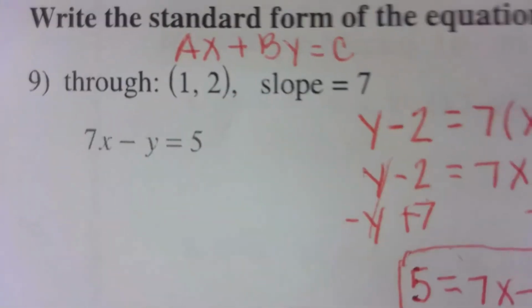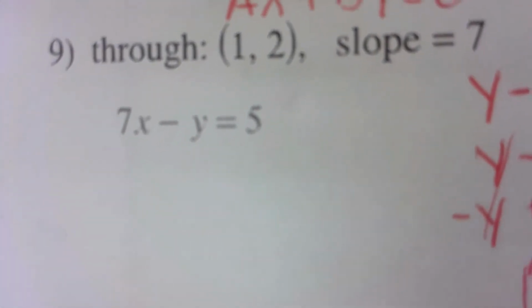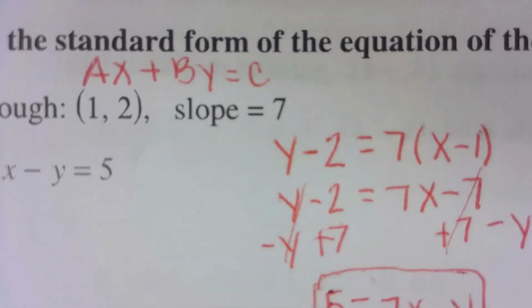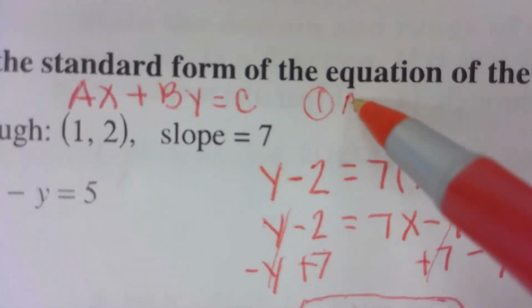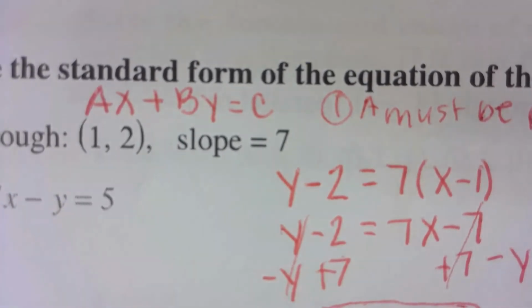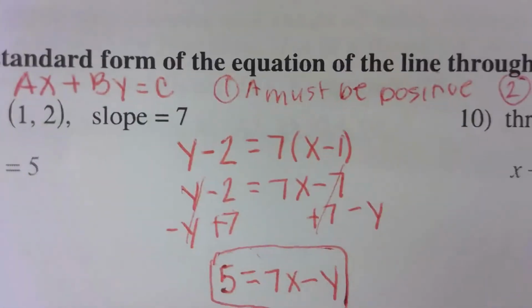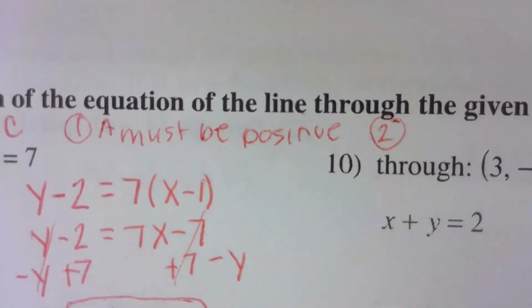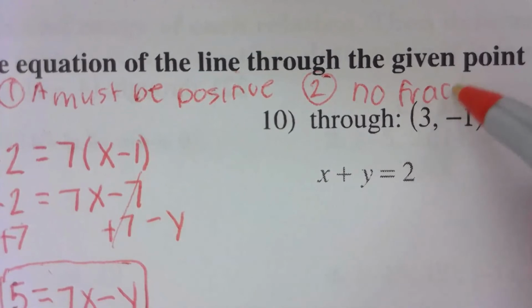Perfect standard form is putting the x and the y on the left and the 5 on the right. Remember that in standard form, we have two big rules. Rule number 1 is that A has to be positive. Rule number 2 is that you can have no fractions or decimals.